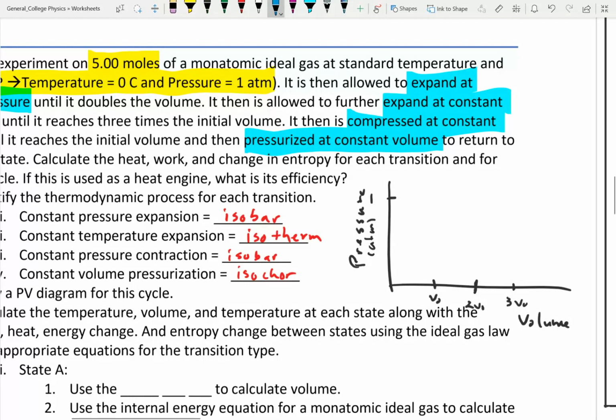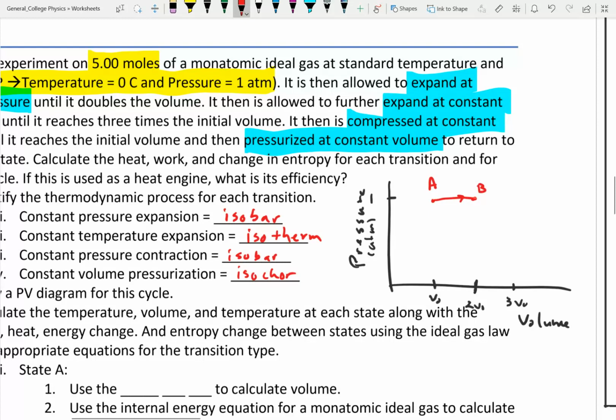So now let's mark the points. We know we start with 1 atmosphere and volume of V initial. Don't know the value of V initial right now, but I'm going to call that state A. Now we have constant pressure until it doubles the volume. So it's going to go, and there I'll call it state B.